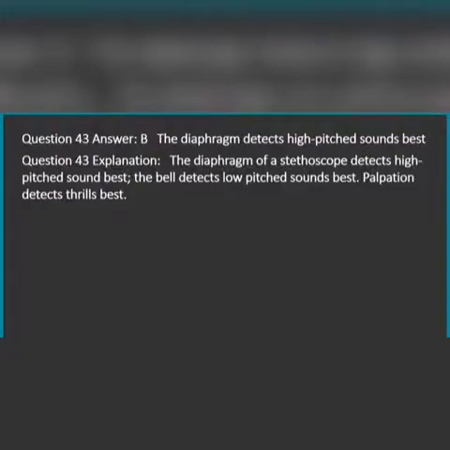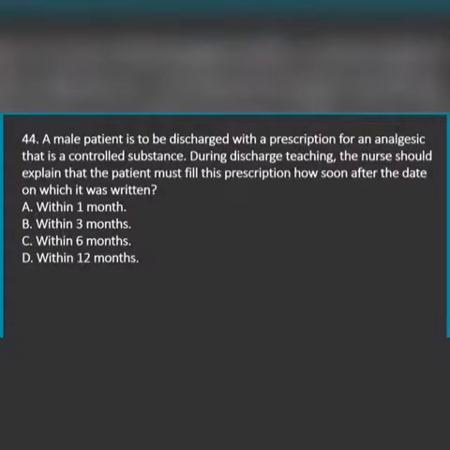Question 43. Explanation: the diaphragm of a stethoscope detects high-pitched sound best. The bell detects low-pitched sounds best. Palpation detects thrills best. Question 44. A male patient is to be discharged with a prescription for an analgesic that is a controlled substance. During discharge teaching, the nurse should explain that the patient must fill this prescription how soon after the date on which it was written?